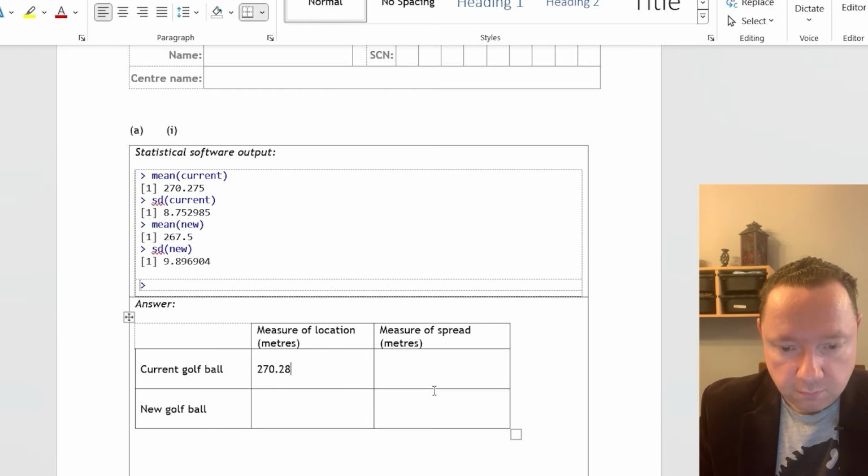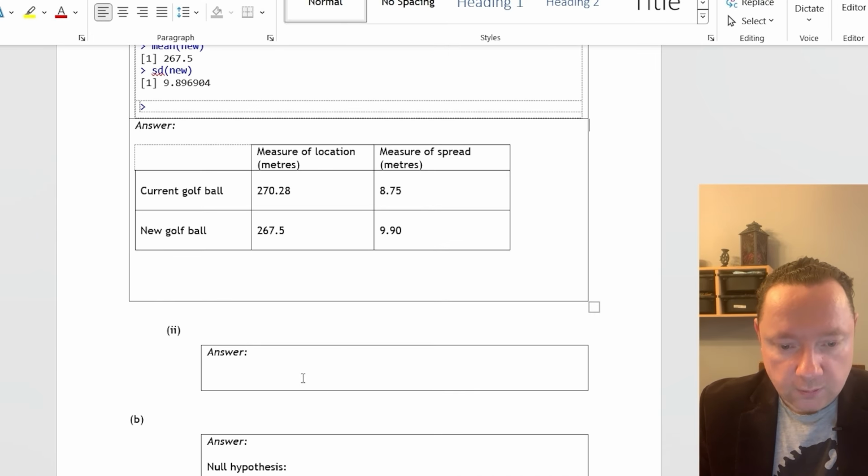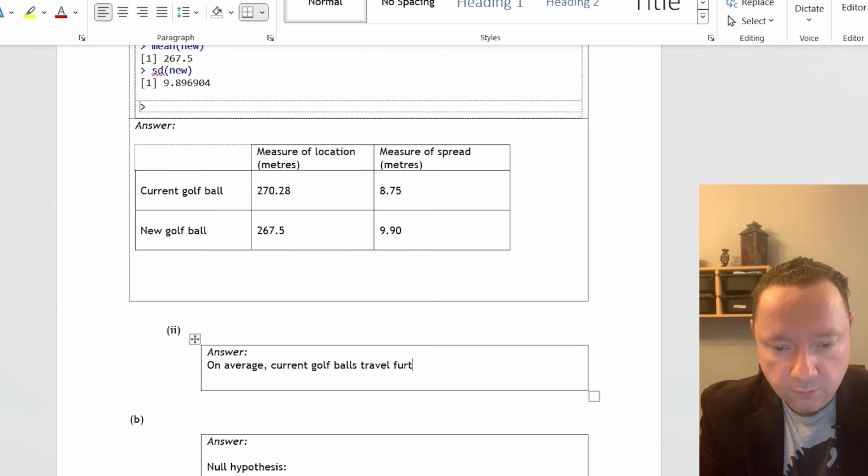270.28. And the spread is 8.75, say. And then for the new one, it's 267.5. And the spread is 9.89 or 9.90. Any rounding you want. And then on average, using the mean, current golf balls travel further. 270.28 is bigger than 267.5.